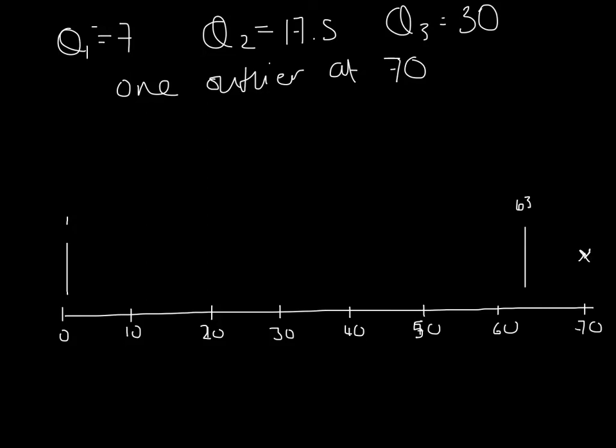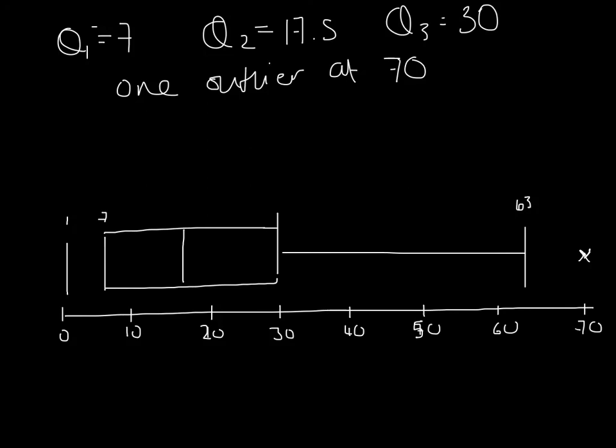Now our lower quartile forms the bottom of the box, which is 7, so that's about here. Our upper quartile forms the top of the box at 30, so that's there. And our median forms the middle line, which is 17.5, and that's in there. And then all we need to do is draw our box together and join up our whiskers.